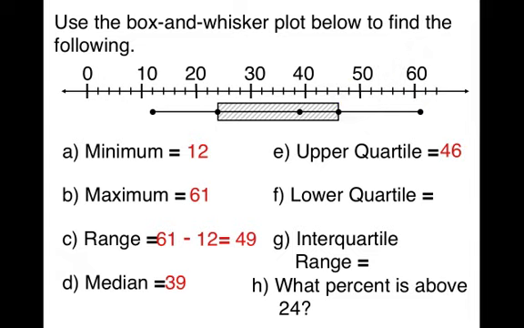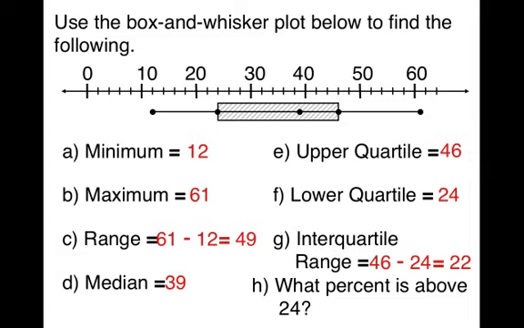What would the lower quartile be? Did you say 24? I hope you did. And the interquartile range, that's the difference between the upper quartile and the lower quartile. So 46 minus 24, looks like we should get 22.